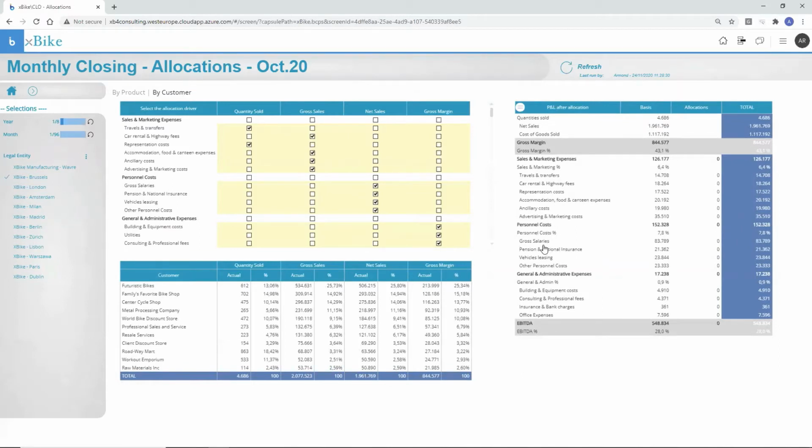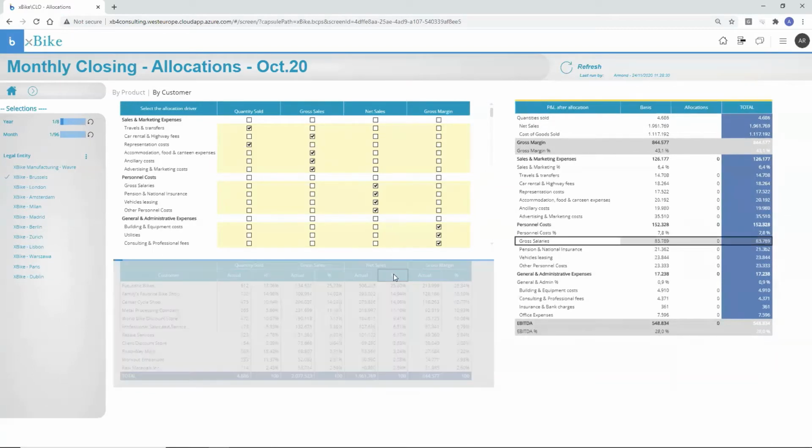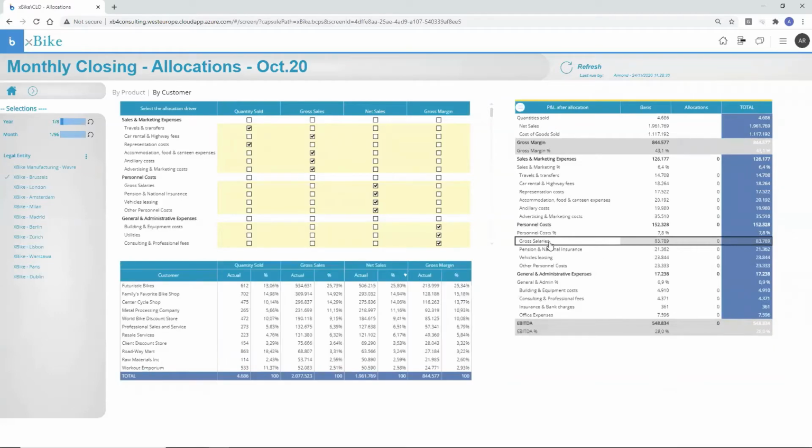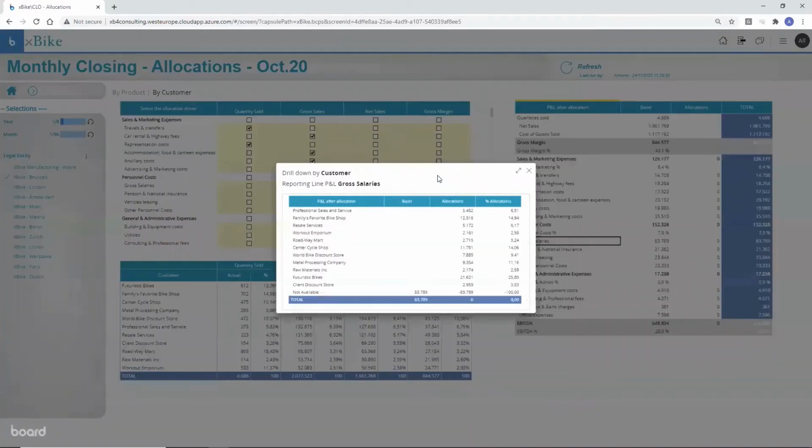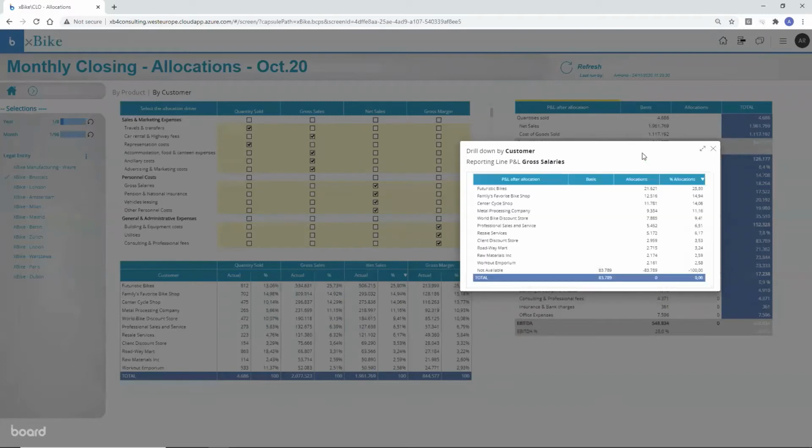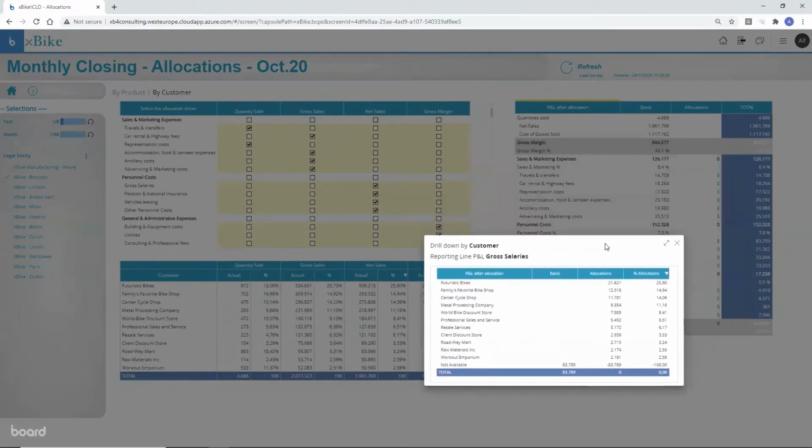If I take another example, the gross salaries are allocated based on the net sales. So if I sort here and I drill down my gross salaries, I can find back the same percentages, 25.8% on this customer, etc., etc.